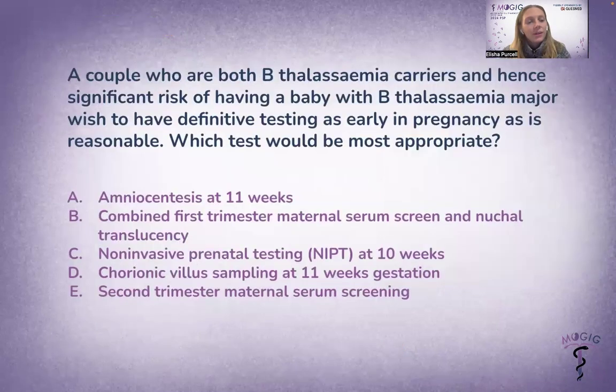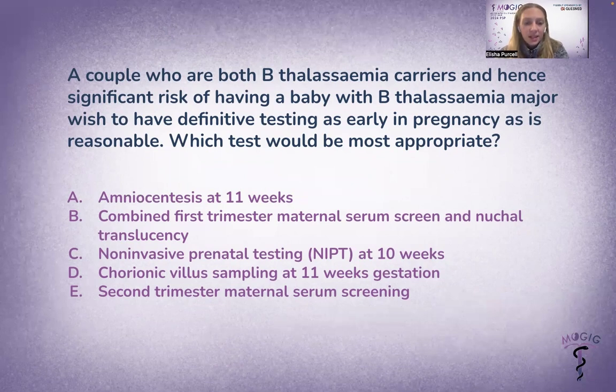Next question, or next case. We've got a couple. They are both beta thalassemia carriers and hence have significant risk of having a baby with beta thalassemia major. So this couple wish to have definitive testing as early in pregnancy as is reasonable. Which test would be most appropriate?